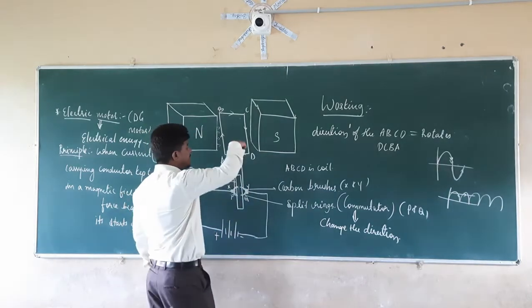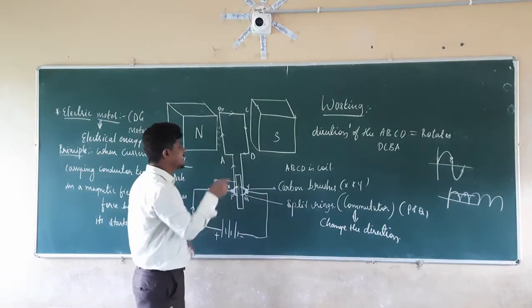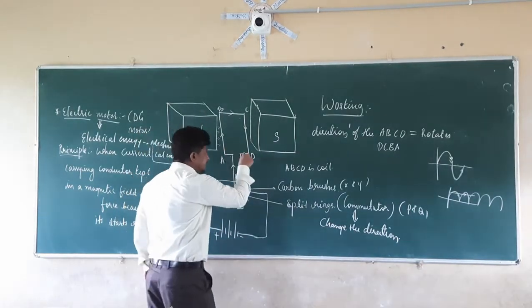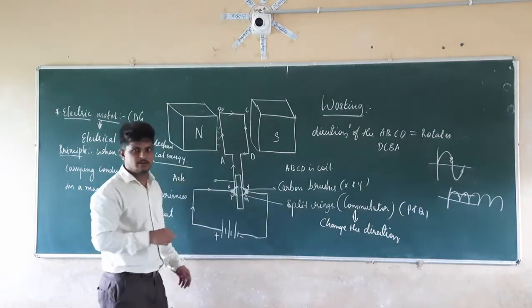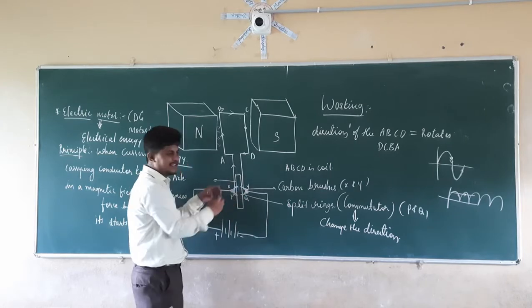If you see here, initially the direction of the current is from C to D, but in this case, after the half rotation, the current direction is from D to C. Why? Because these split rings are changing the direction of the current.